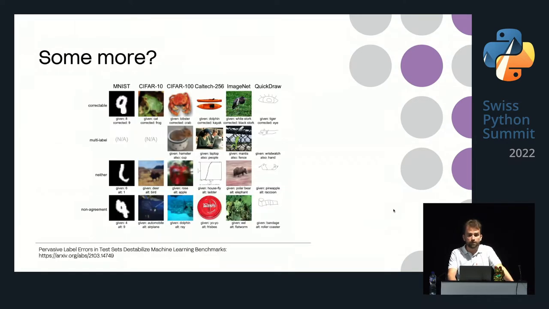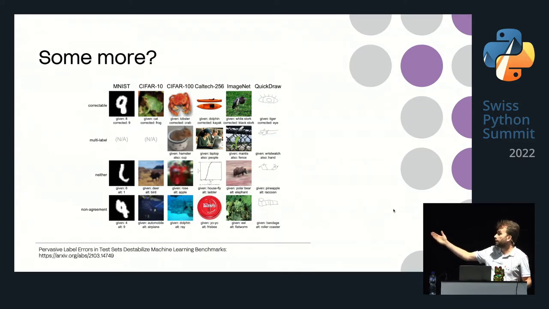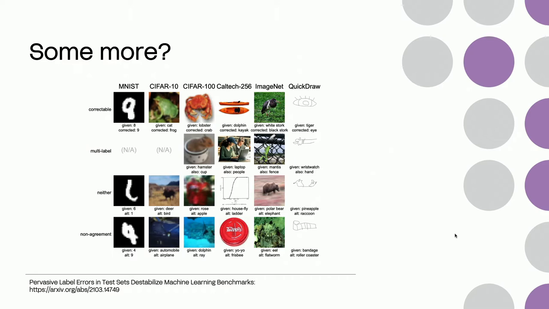But there is even some more. I grabbed from 6 different data sets a bunch of images which are, in my opinion, correctable, can be multi-label, or neither. Because honestly, the given 6 there, for me, this is not even a number. This could be an L with lots of creativity, but the L should not be in a data set with numbers, right? And then there is also a non-agreement. I mean, the number 4 over there, is it a 4 or is it a 9? We don't know.